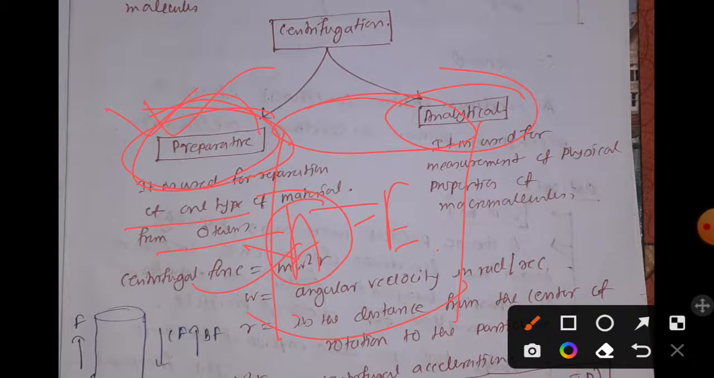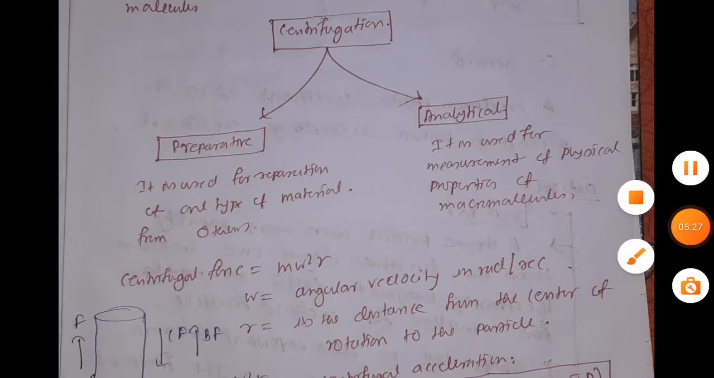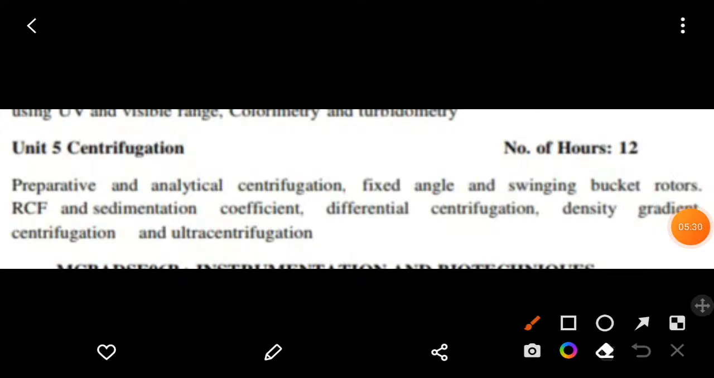Okay, and another kind of centrifugation, that is analytical centrifugation. This analytical centrifugation simply means you want to analyze what is in your sample, what are the molecular masses of the particles present in your sample. For those cases you have to take the help of analytical centrifugation. So we have completed our first topic, that is preparative and analytical centrifugation.